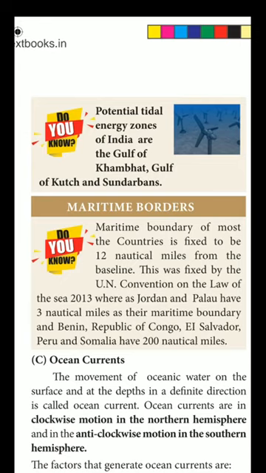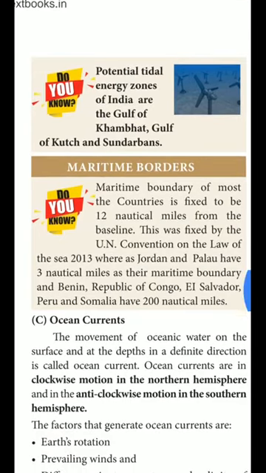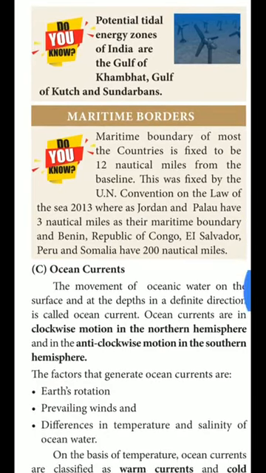This was fixed by the UN Convention on the Law of the Sea. Who has introduced this? The United Nations has introduced it, where Jordan and Palau have 3 nautical miles as their maritime boundary, and Benin, Republic of Congo, El Salvador, Peru and Somalia have 200 nautical miles. Those are the sea borders they have measured.